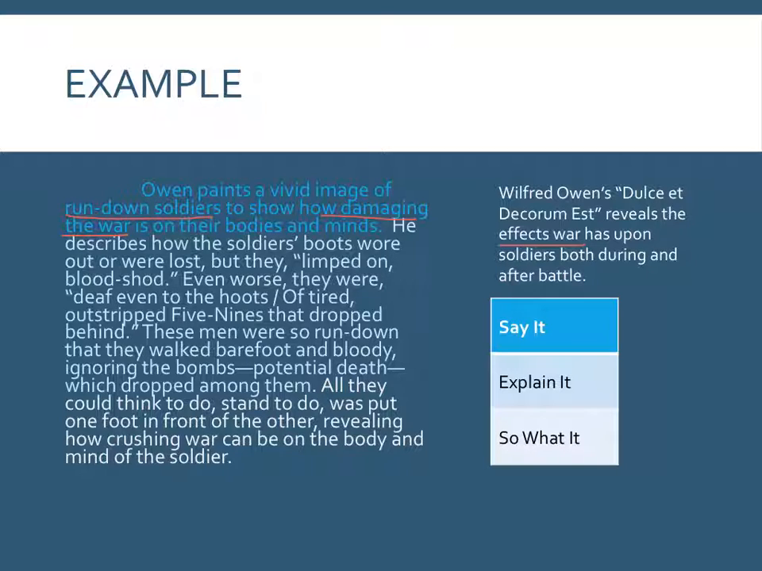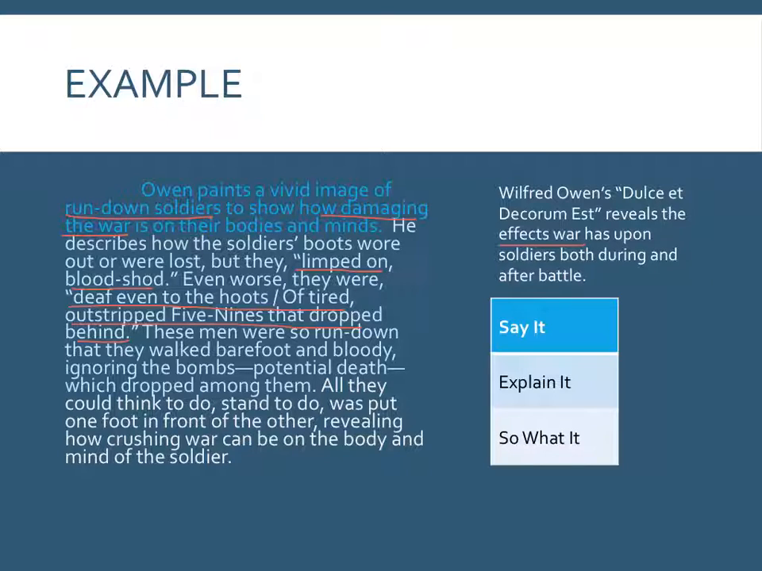And then I'm getting a bit more specific here. These soldiers are run down. Now I need to give some text proof to support that. So this is where I get into my explain it and giving my details and connecting them back to soldiers being run down. He describes how the soldiers' boots wore out or were lost, but they, and here's a specific detail, limped on bloodshot. Even worse, they were, and another specific quote here, deaf even to the hoots of tired, outstripped Five-Nines that dropped behind.